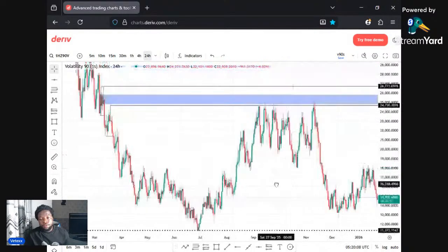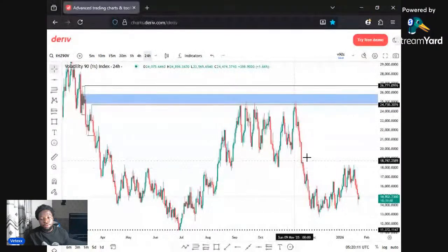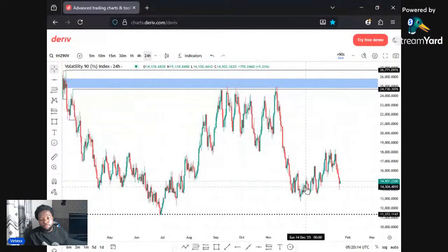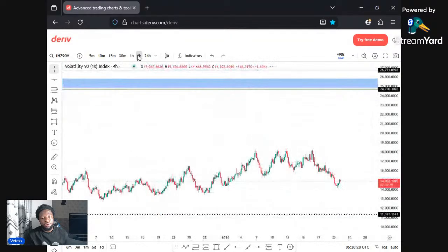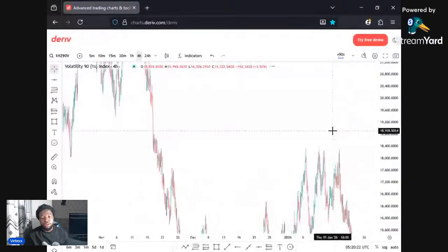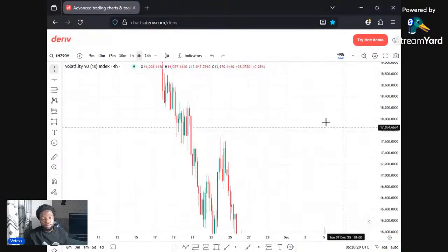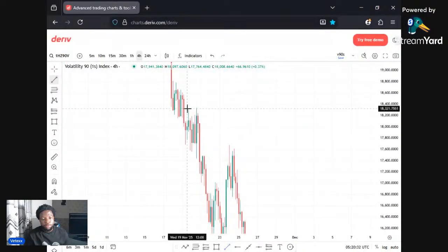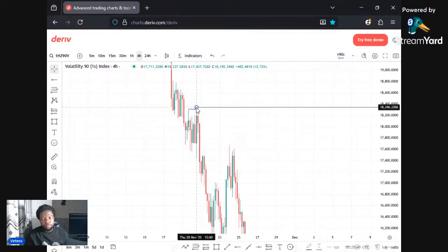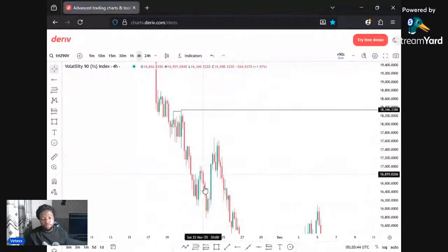So now, what do we do after we get our direction on the 24-hour time frame? We go to the 4-hour time frame and check if we have a continuation on the 4-hour time frame. Now, looking clearly on the 4-hour time frame, you can see that we have a sweep at this point. This is our sweep. This is our protected high. And this is our break of structure.